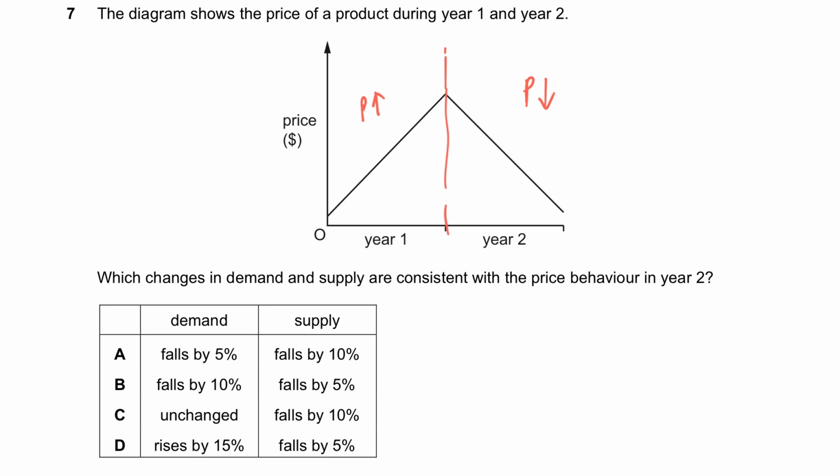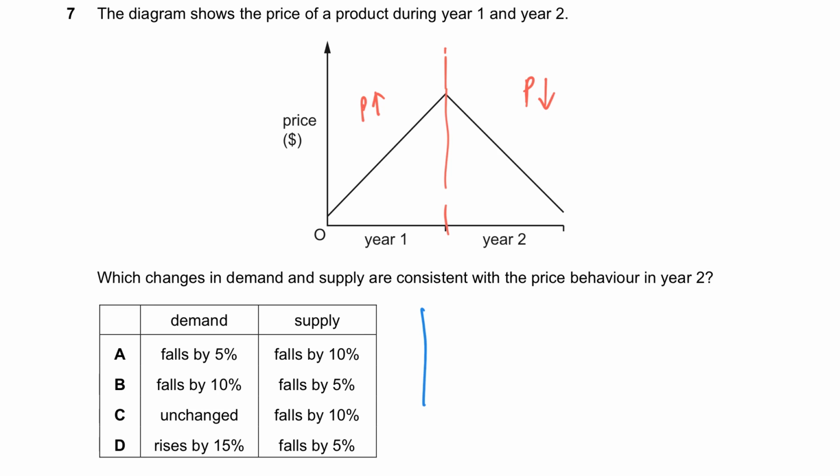So let's look at each answer. The first choice, A, says demand falls by 5% while supply falls by 10%. Well, if demand is falling by 5% and supply is falling by 10%, demand is falling by less than the fall in supply. So if I want to make the diagram for this, this is how it would look like.